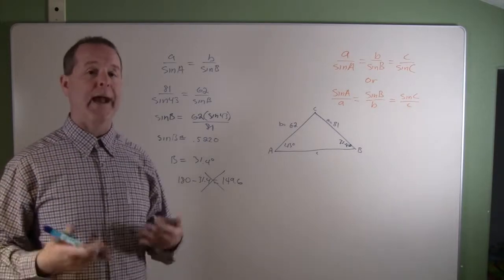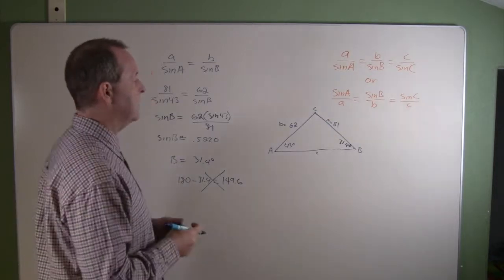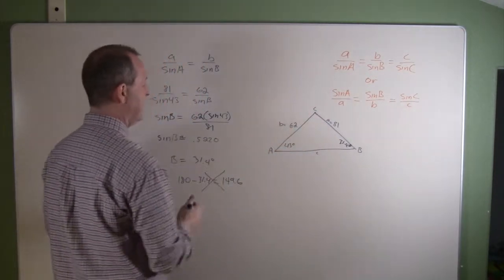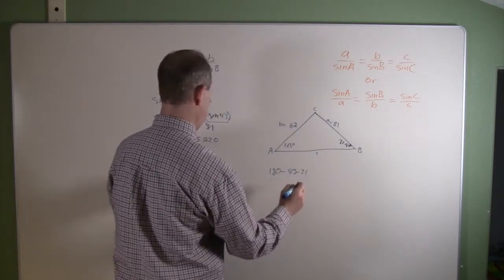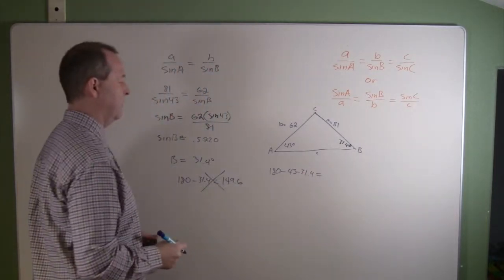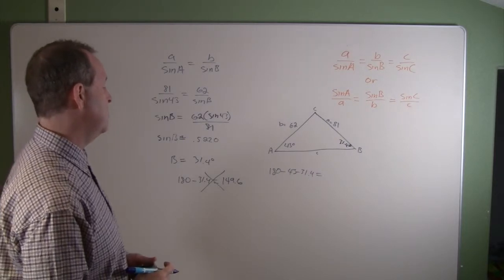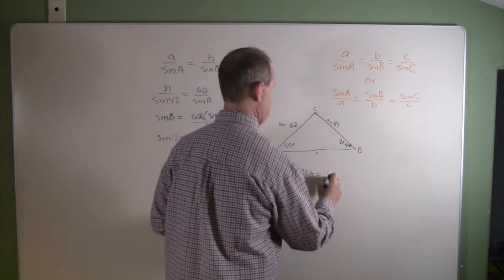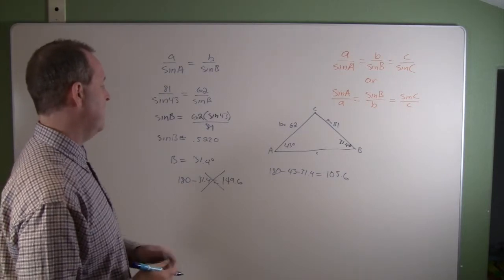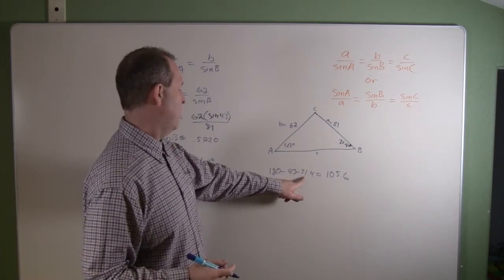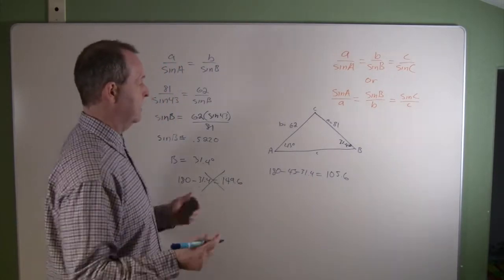Now I have two angles and a side, and solving any triangle with two angles and a side, I can do. I can find the other angle C by taking all the angles, 180 minus 43 minus 31.4. That equals 74.4, 105.6. Did I do my math right? 43 and 31.4 is 74.4. Subtract that from 180, gives me 105.6.